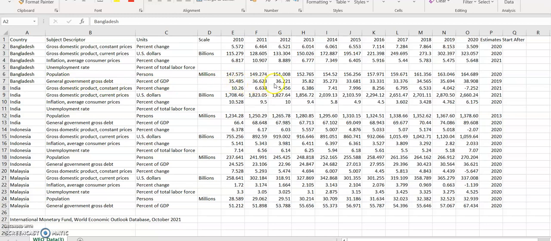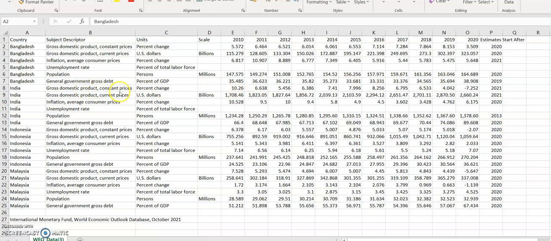So looking at government gross debt as a percent of GDP, you see that it is 35, 33, 35 and then 38. So you could say that from 2010 to 2019, it's been stable at 35%. And then as a result of the pandemic, we could see that in 2020, gross government debt increased to around 39%. And this is not bad.